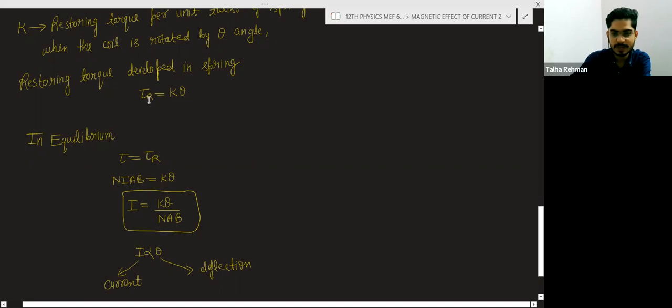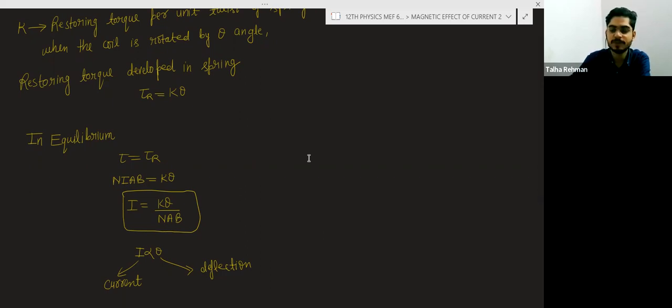This is tau suffix r, restoring torque. What is K? K is the restoring torque per unit twist.